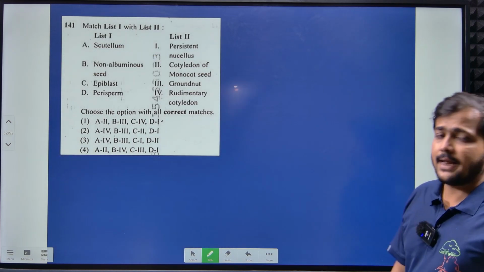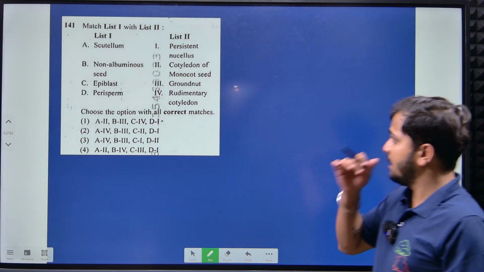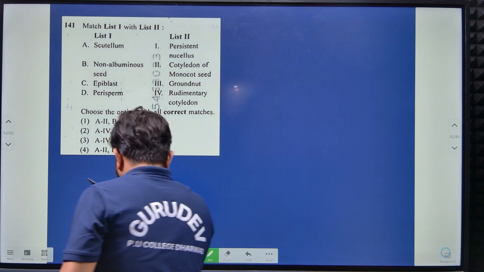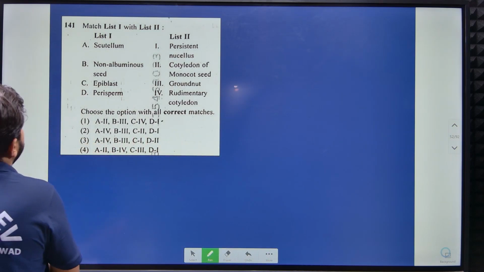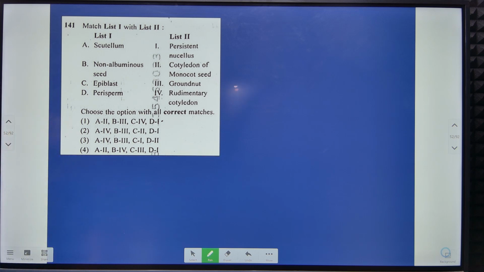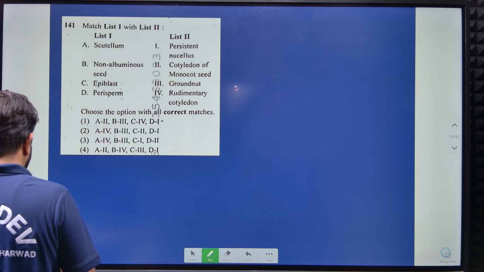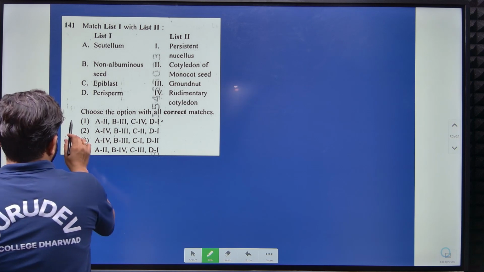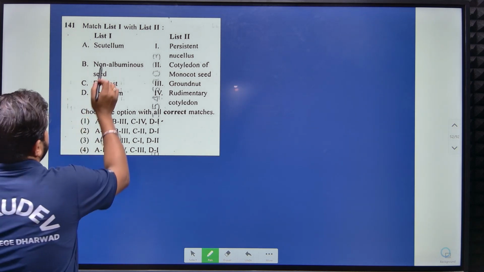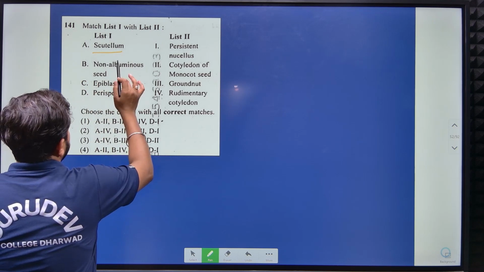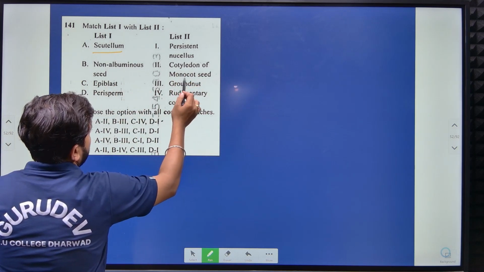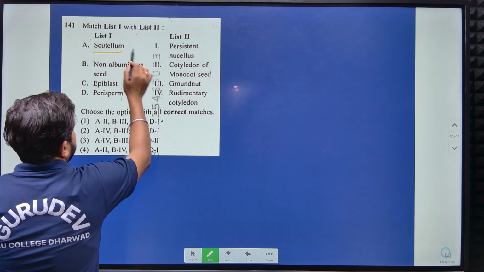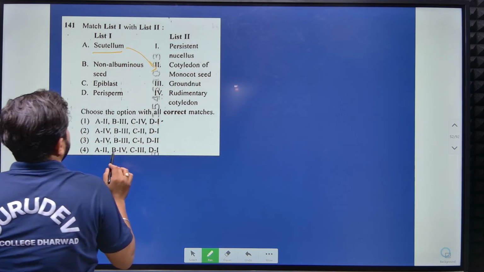Then moving on to the next, that is nothing but what they have mentioned again, column 1 and column 2, and we have to match according to that, right? So here, if I consider majorly that scutellum they have mentioned, scutellum you are going to majorly find with respect to the cotyledon of the monocot, right? Scutellum can be called as the cotyledon of the monocot.